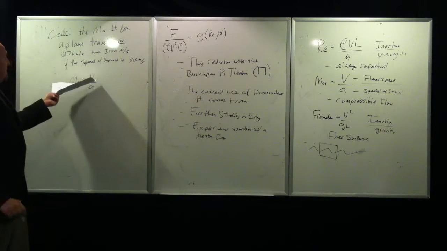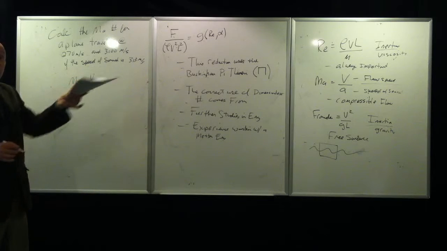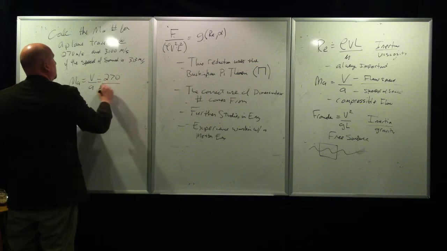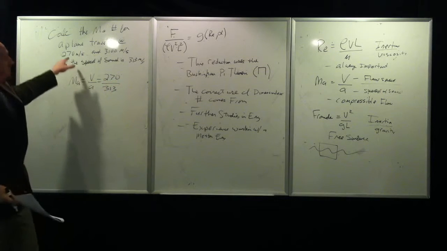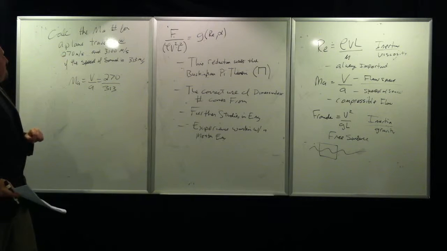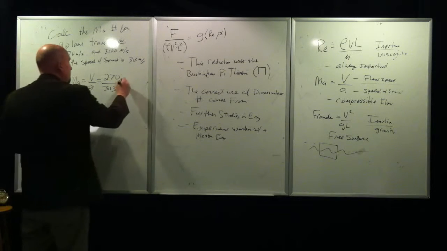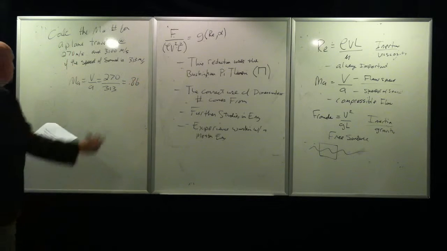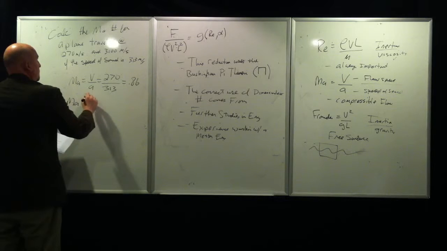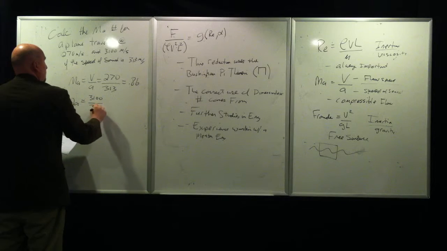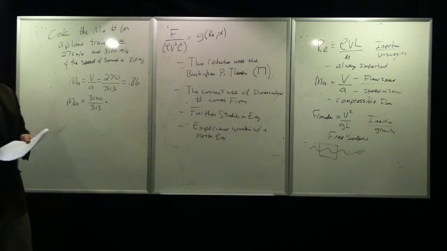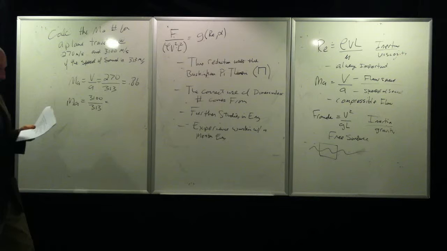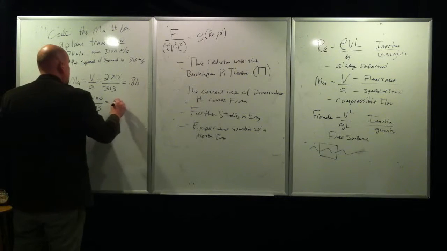Mach number is the velocity of the flow, or the object moving in the fluid, divided by the speed of sound. So for a plane traveling at 270 meters per second, the Mach number is 0.86. If the plane is traveling, however, at 3,100 meters per second, and again the speed of sound is 313, the Mach number is 9.9.